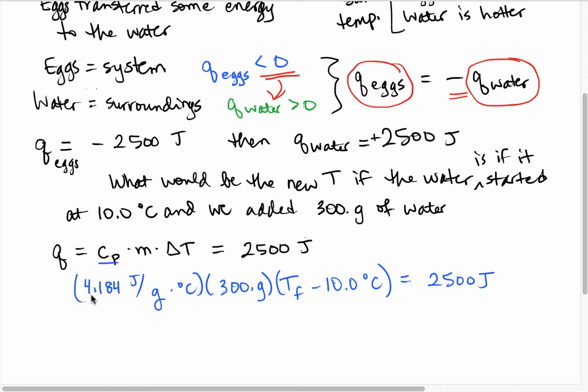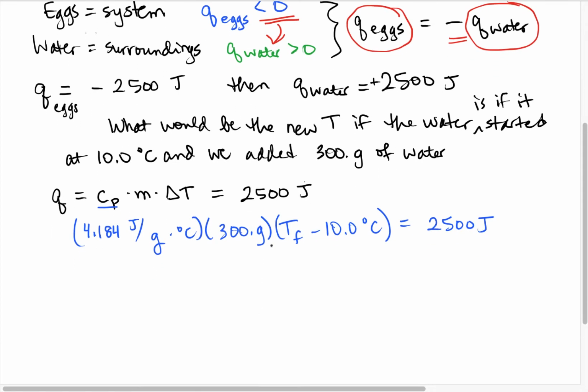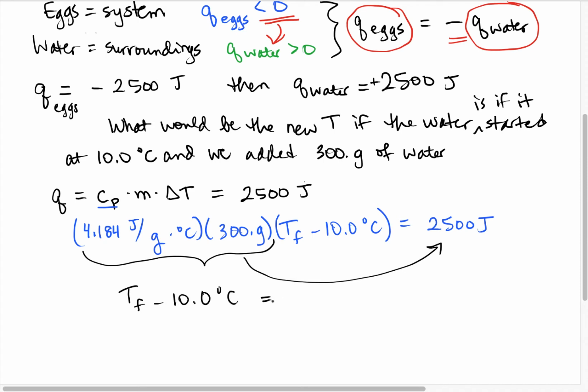And all of that together is going to give us 2,500 joules, or these are going to be equal. So if I work these through, I'm going to multiply these two together, and then I'm going to divide them into the 2,500. So if I do that, I'll get T final minus 10 degrees is equal to 1.99.